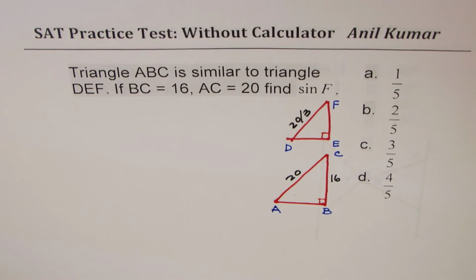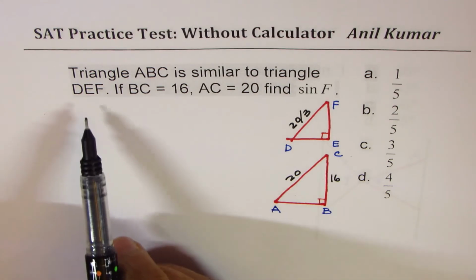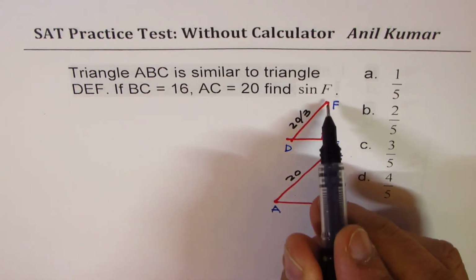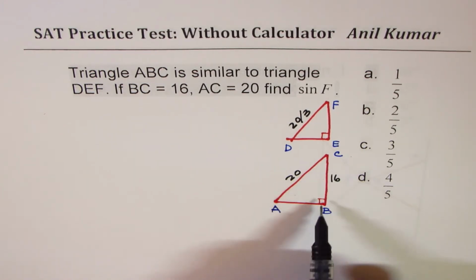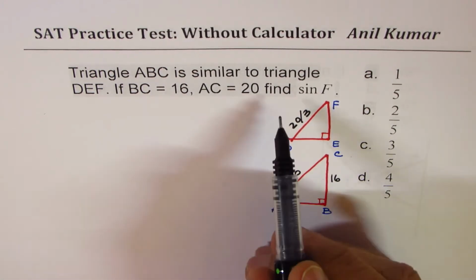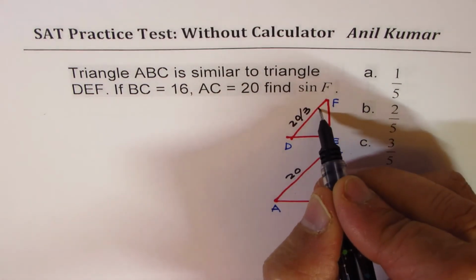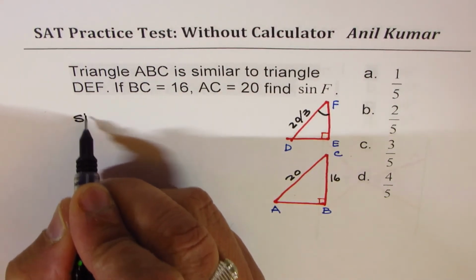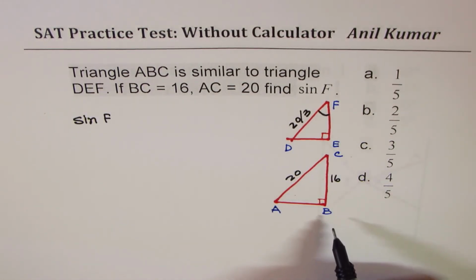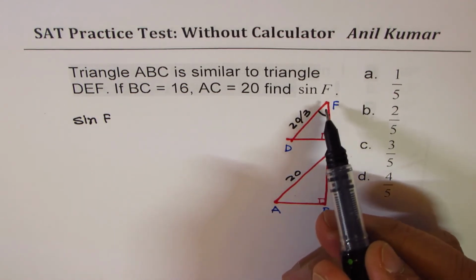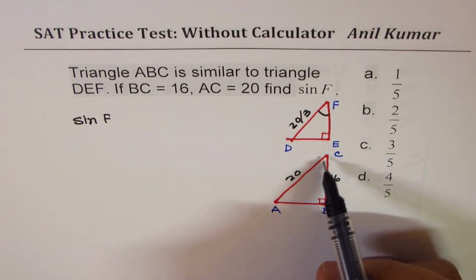And this one is trigonometry. Triangle ABC is similar to triangle DEF. So we are given 2 similar triangles. BC equals 16, AC is 20. Find sine of angle F. So we have to find sine F. Now since these are similar triangles, we are given that DF is 1/3 of AC.